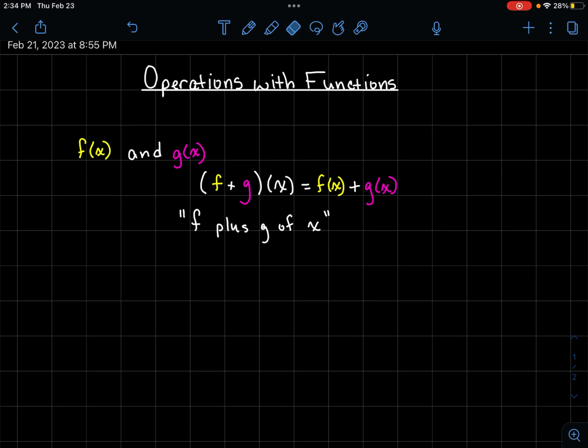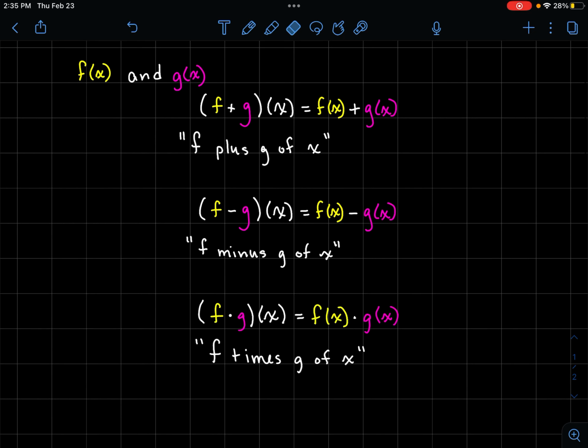So what we have in parentheses here is f plus g. This is equivalent to taking f of x plus g of x, and the way we pronounce this is f plus g of x. We can also take those same two functions and subtract between them, in other words called f minus g of x, and this is just f of x minus g of x.